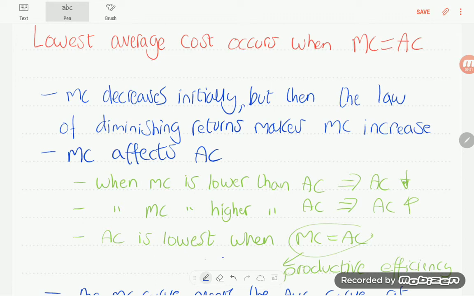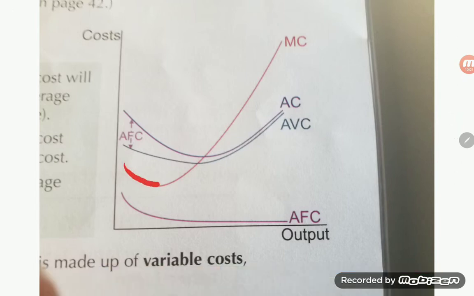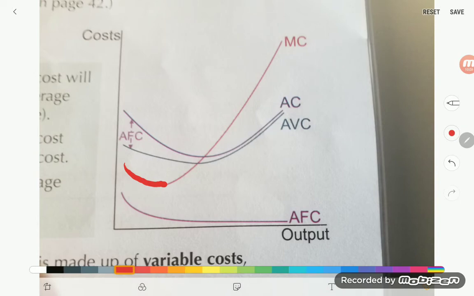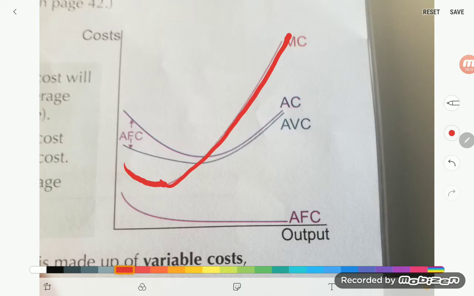The lowest average cost occurs when marginal cost equals average cost. So let's look at an example of that now. Okay, so marginal cost decreases initially as output increases, then begins to increase in the short run because of the law of diminishing returns. So the MC curve is always U-shaped. Changes in marginal cost do affect the average cost curve.